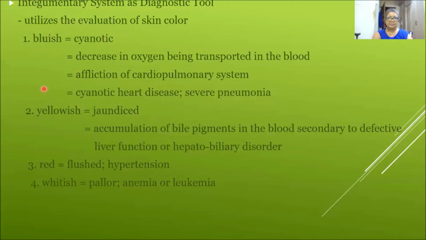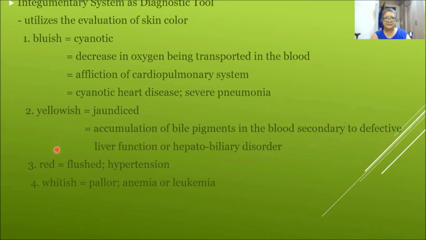Another is when you see a patient who is yellowish. What comes into your mind? This patient is jaundiced. So in the framework of your line of thinking, in asking what happened to the patient, you will focus on his being yellowish, being jaundiced. In jaundice, there is accumulation of bile pigments in the blood secondary to defective liver function or hepatobiliary disorder.